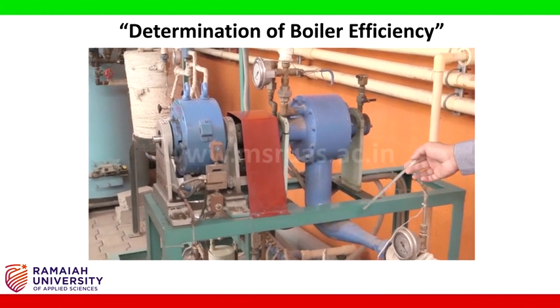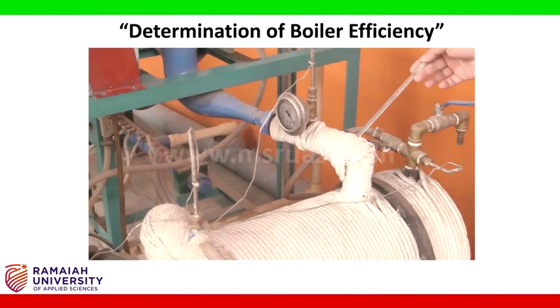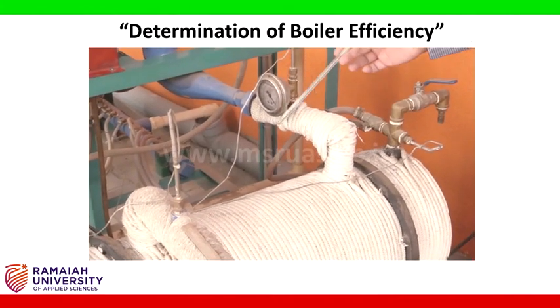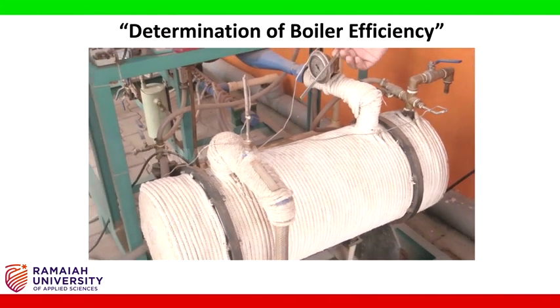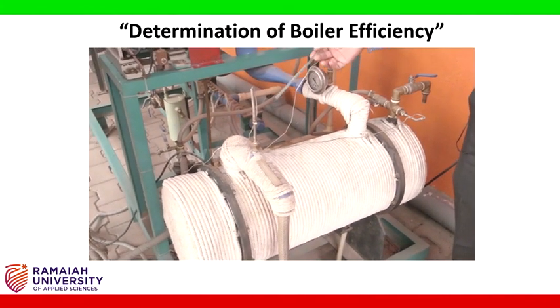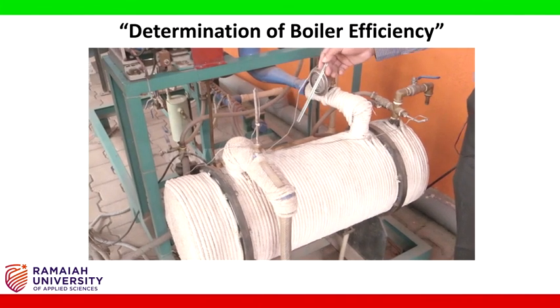Steam from the boiler is fed to the turbine, and after the turbine produces work, the spent steam is sent to the condenser. This one is the steam inlet, and this one is the steam outlet. We have a separate water inlet and water outlet, so it is a shell and tube type heat exchanger.